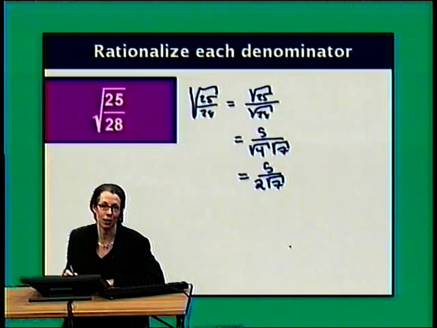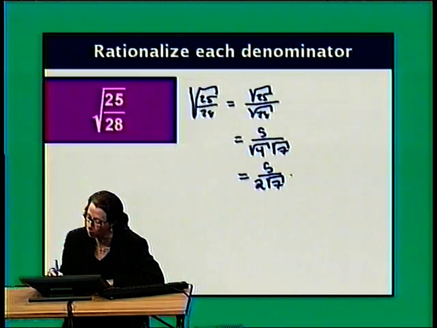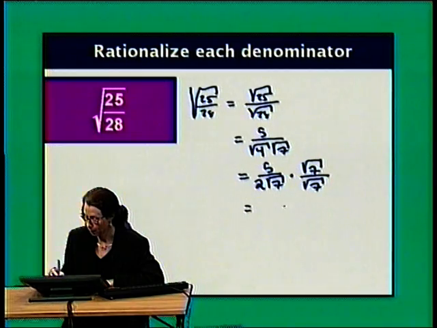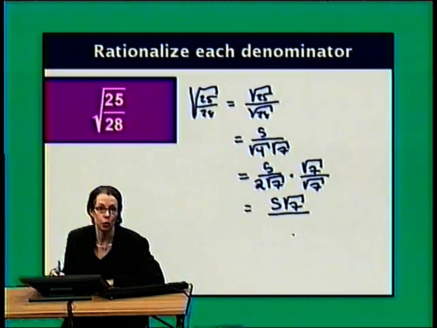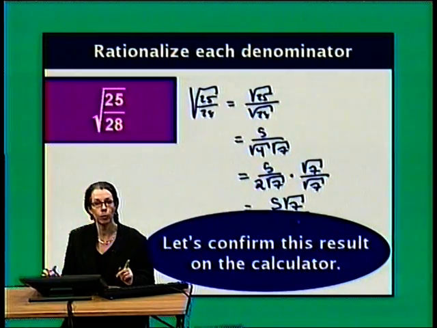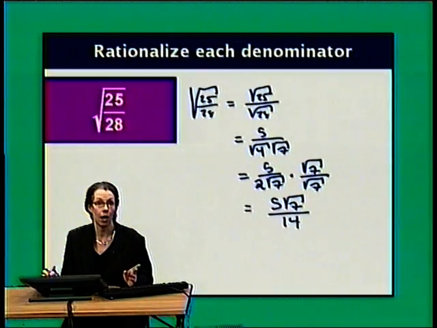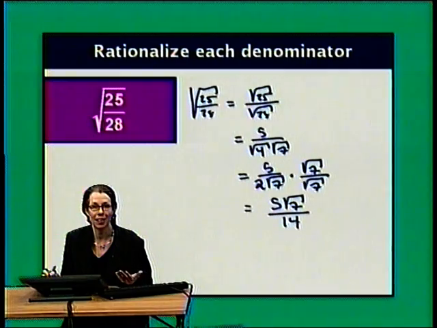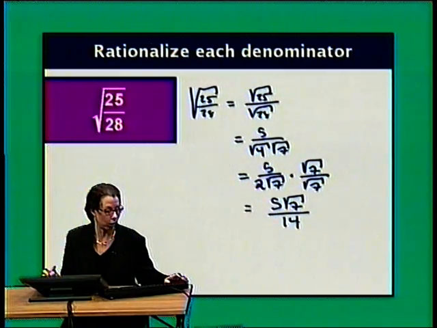Now I'm ready to rationalize the denominator. I'm going to multiply my expression by square root of 7 over the square root of 7. In the numerator, I have 5 times the square root of 7, and in the denominator, I have 2 times 7, which is 14. Now in this one, I'm going to confirm this result on the calculator. I'm just going to show that our original expression and our final simplification give us the same value on our calculator.